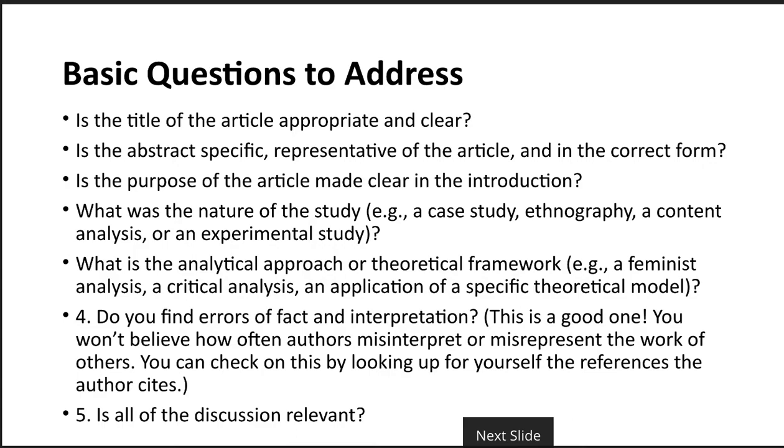Then you move to the findings section. Then you find issues with the interpretation. Sometimes the graphs, the pie charts, the tables, they're not properly described, not properly explained.